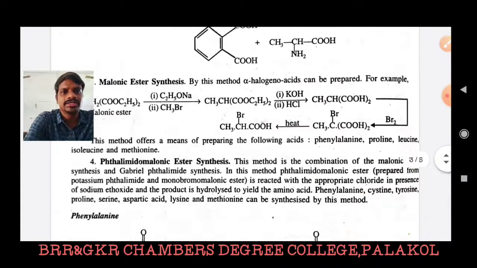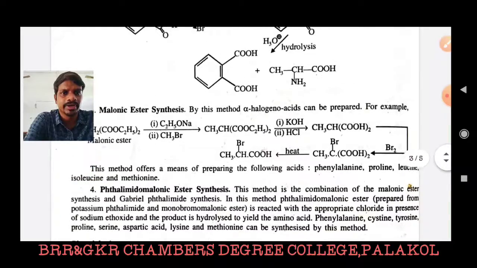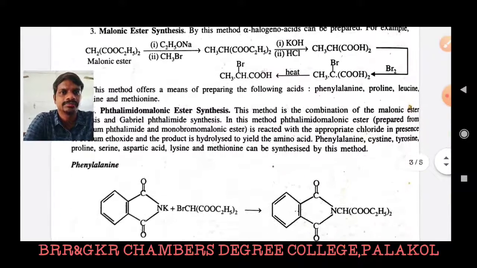And the third method is malonic ester synthesis. Already we know the structure of malonic ester, students. This method is an extension of the first method. In this method, we have to prepare alpha halo carboxylic acid followed by treatment with ammonia. By this method, alpha halogenated acid can be prepared. For example, here we take malonic ester.